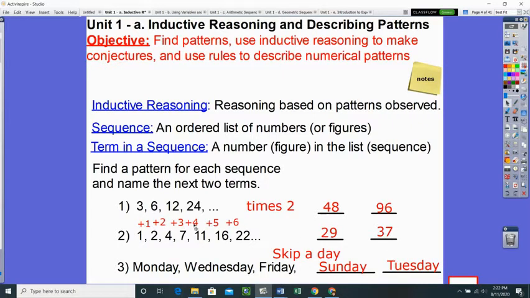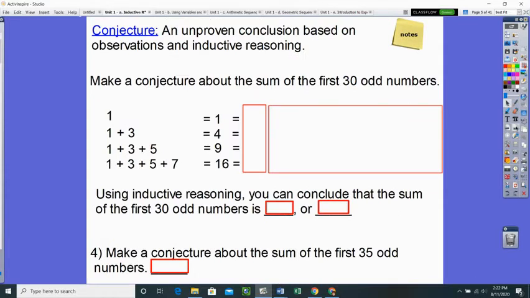So you could describe the pattern this way, or you could describe the pattern by saying that you're adding 1 more each time. Here we're skipping a day. That's the description of the pattern, and we would skip over Saturday to Sunday and then over to Tuesday. So there are some patterns, some sequences, and we used inductive reasoning to figure out what was going on.